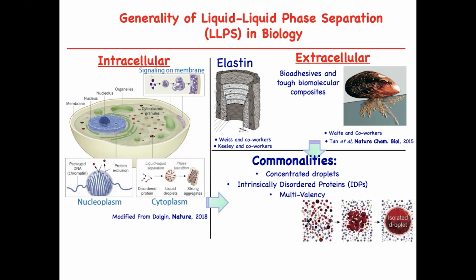And all these things have commonalities. Of course, you start with a single phase, and then the single phase evolves into two phases, where you start to have droplets which are rich in the protein or the macromolecule, and the surrounding phase is being depleted. Okay, and this is a spontaneous phase separation mechanism.